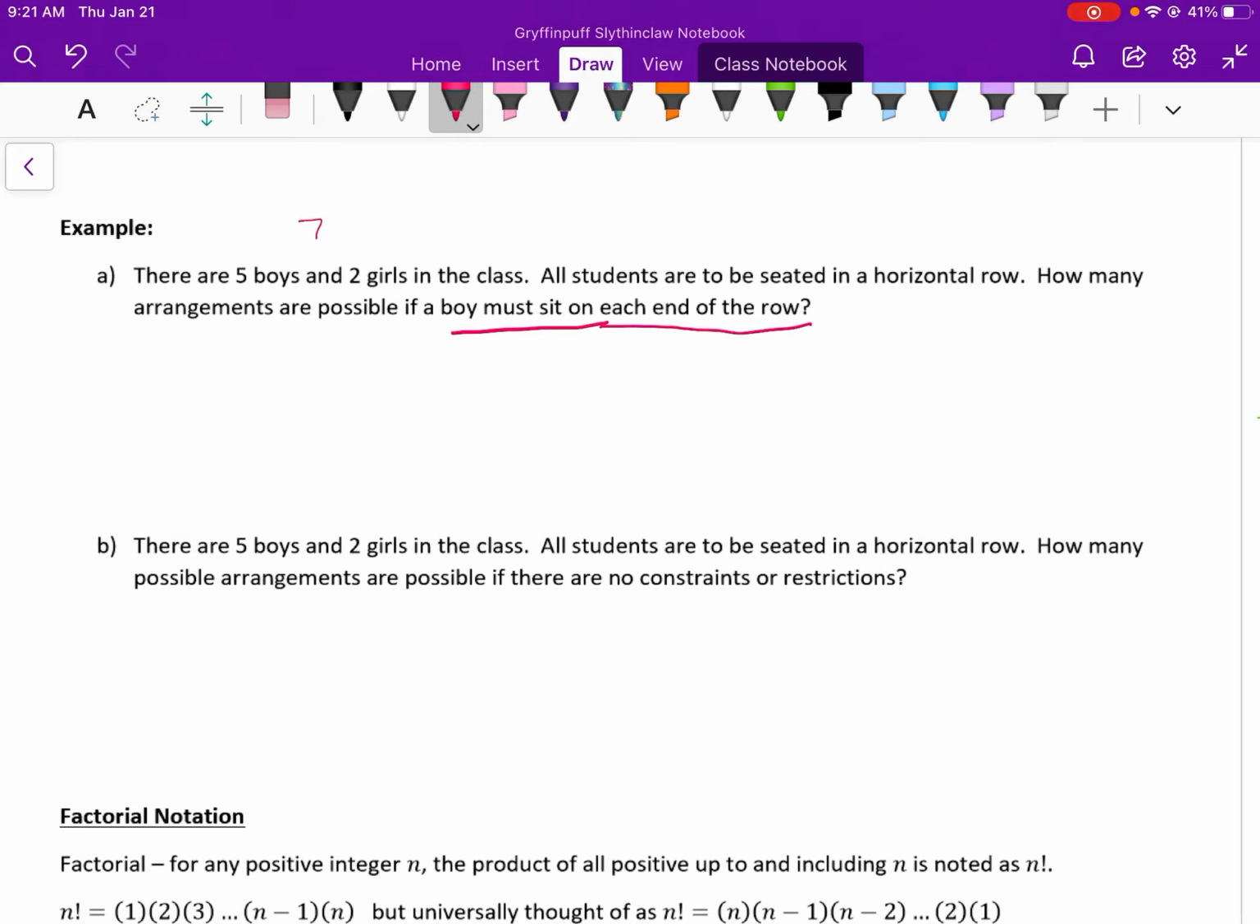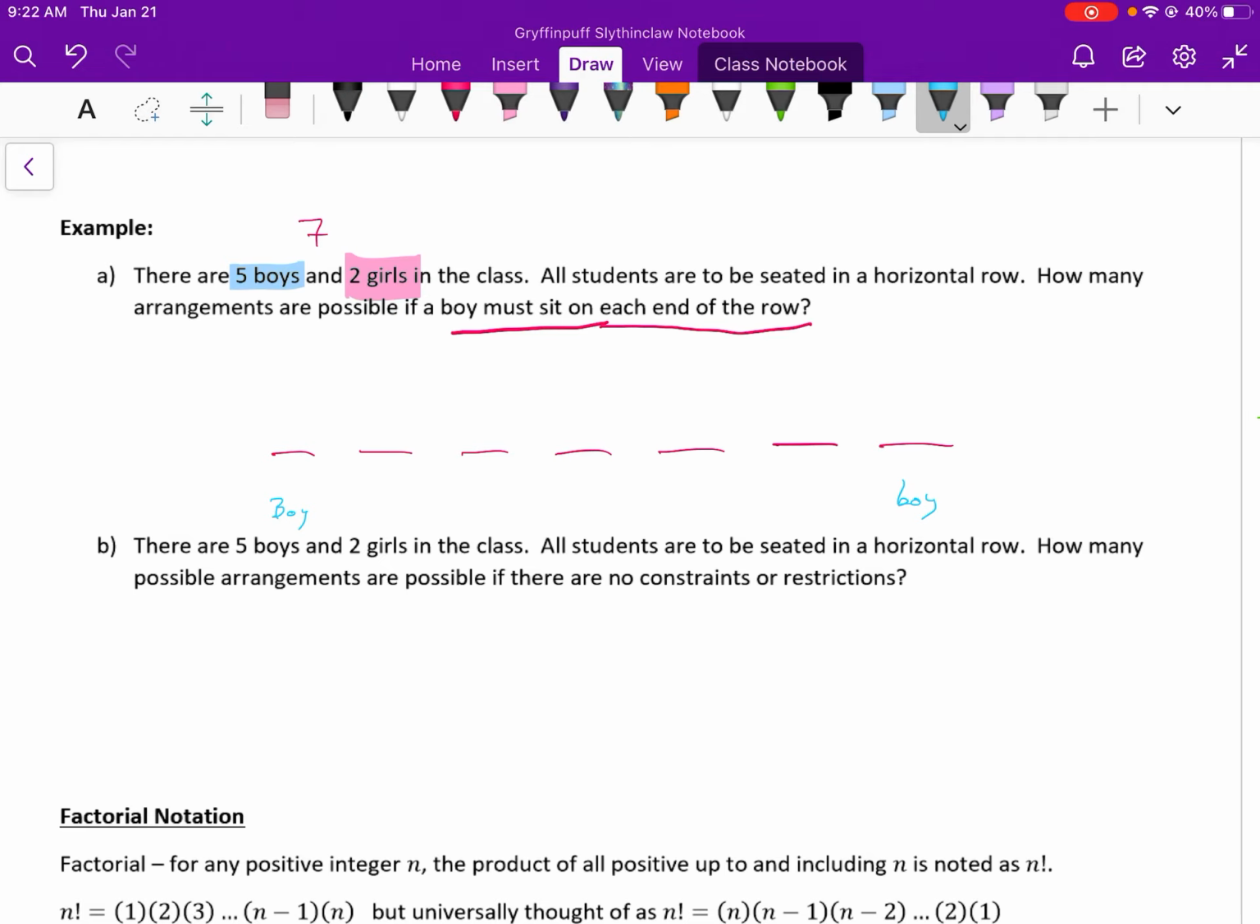So there has to be a boy on either end. So what I am going to do is say there's a total of 7 people here, and they're all going to be seated in a horizontal row. So I am actually going to just simply put spaces out for 7: 1, 2, 3, 4, 5, 6, and 7. So right now I have 5 boys and 2 girls. So there has to be a boy here and a boy here.